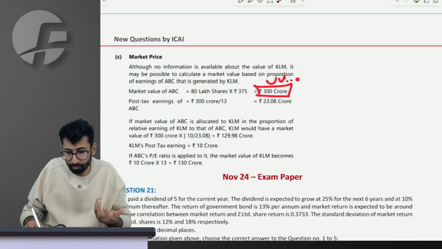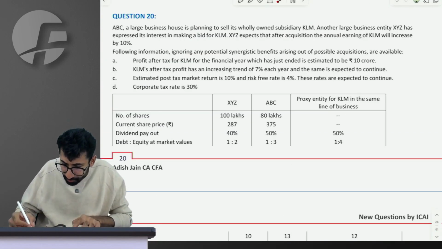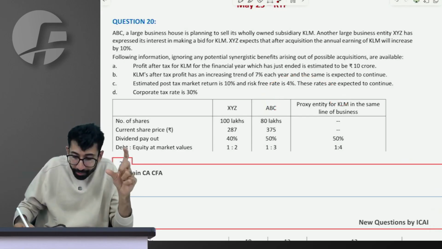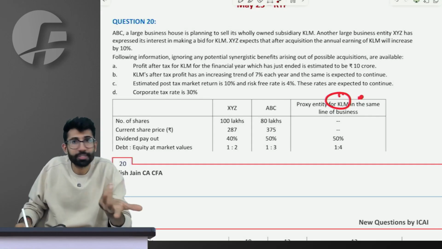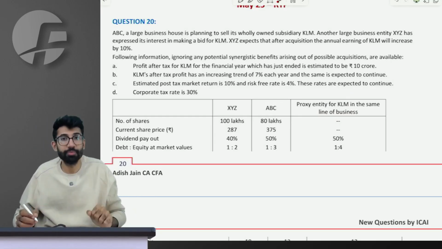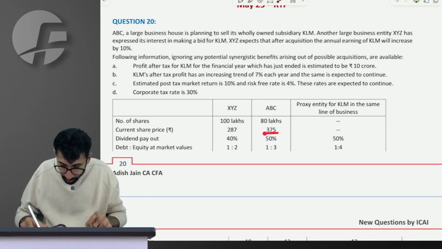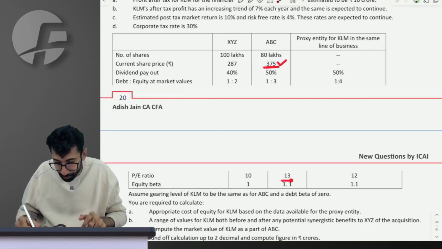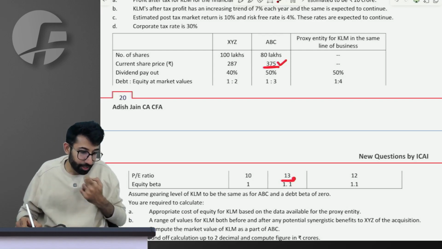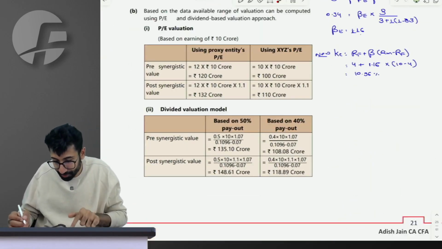Now, sir, how do I find out KLM's value in ABC? Because they never say that of the total value of ABC, KLM is 50%, 15%, 10%, nothing. Sir, we have tried to do the proportion using profit. Their share price is 375, their PE ratio is 13, so 375 divided by 13 gives me their EPS, multiplied by 80 lakh shares gives me their total profit of 2307.69.